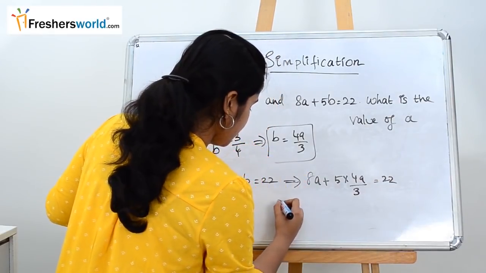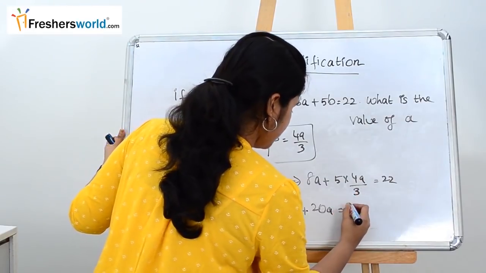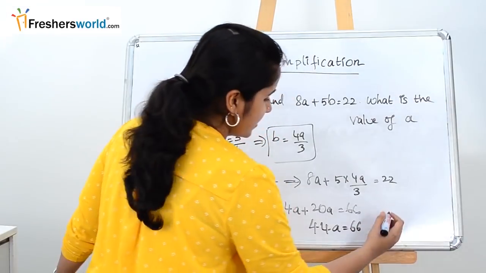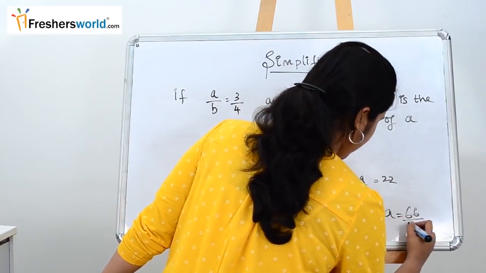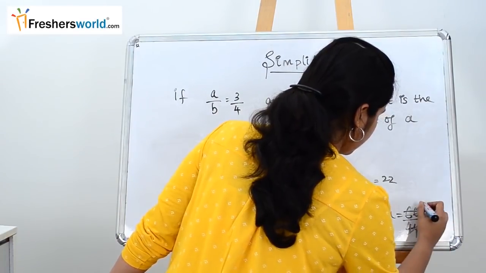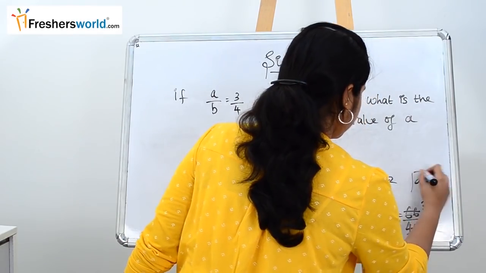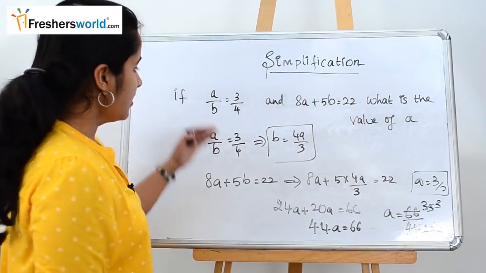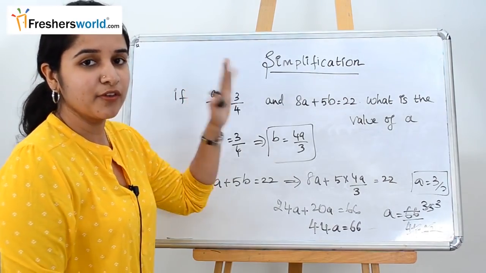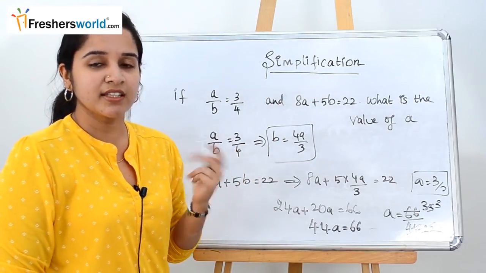So it becomes 24a plus 20a, and 3 goes there, becomes 66. So this becomes 44a is equal to 66 and a is equal to 66 by 44. So it becomes 22, 33, 2 and 3, and a is equal to 3 by 2. So what did we do here? Given this equation, we equated to the value of a or the value of b, then substituted in that equation and found the value of a. It is as simple as that.